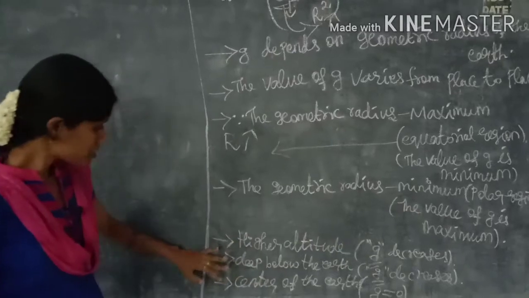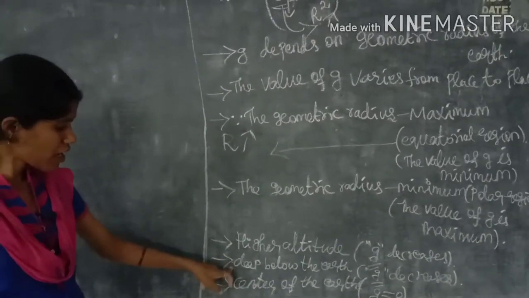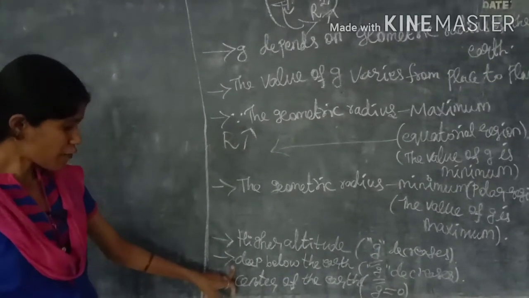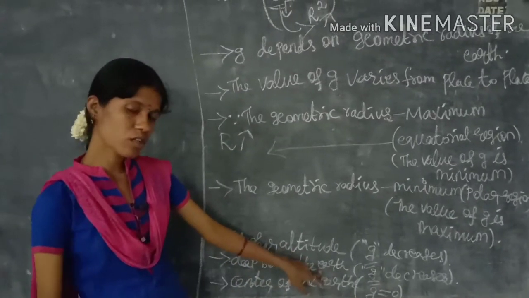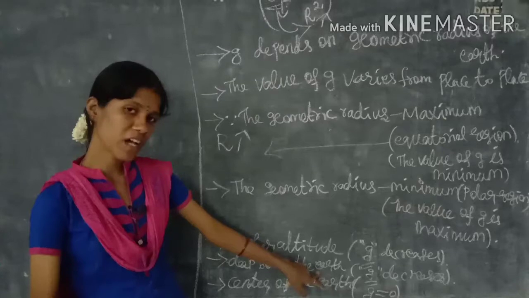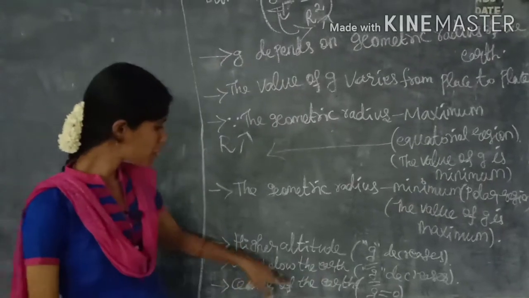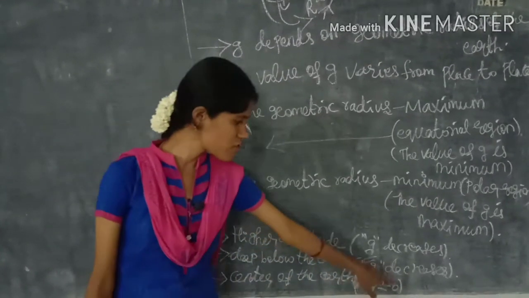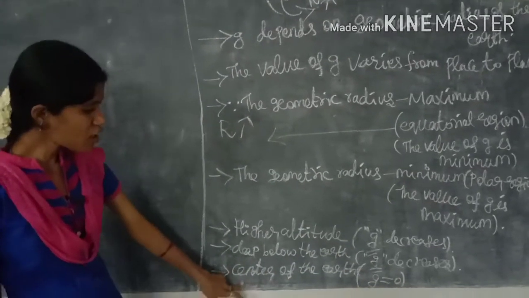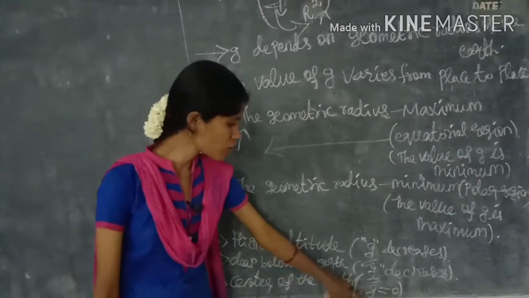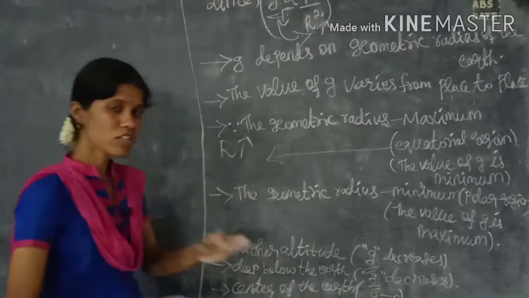Same if we move from the surface of the earth to deep below the earth, that is below sea level. Deep below the earth means the value of g decreases. The third case is at the center of the earth, where the acceleration due to gravity is 0. So there are three cases.